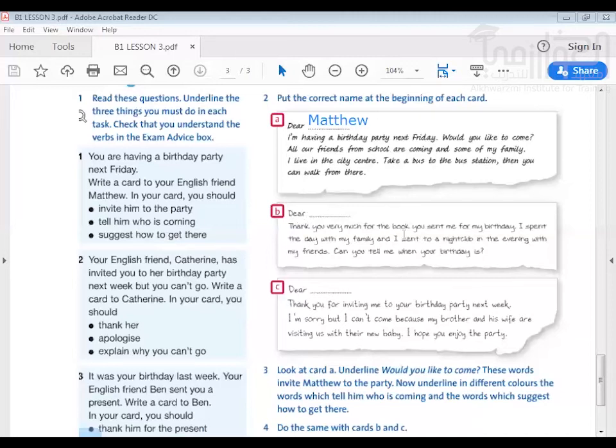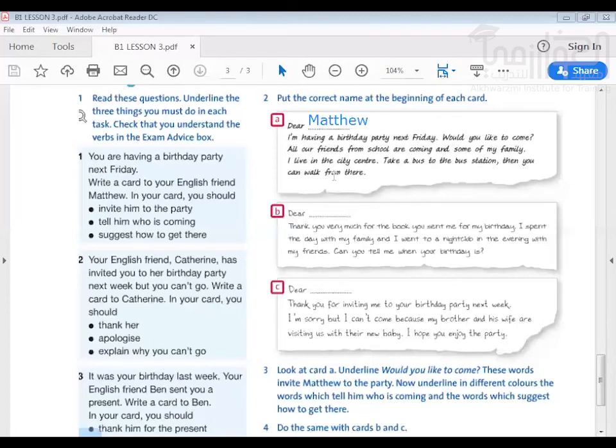Thank you very much for the book you sent me. They are talking about a book. Which one can you say something about the book from birthday present? I spent the day with my family and I went to a nightclub. The person is telling us what he did in the evening with my friends. Can you tell me when your birthday is? So the person is telling what he did for his birthday. In your card, thank you for the present. So someone is thanking, thank you for the book. So you can see that 3 becomes the answer because it thanks the person for the book.